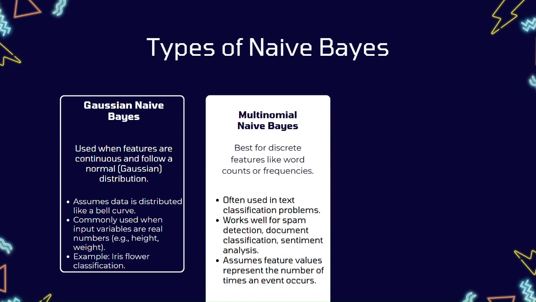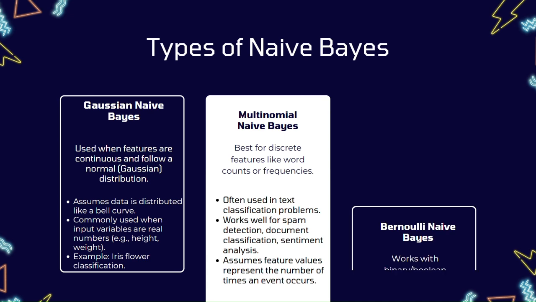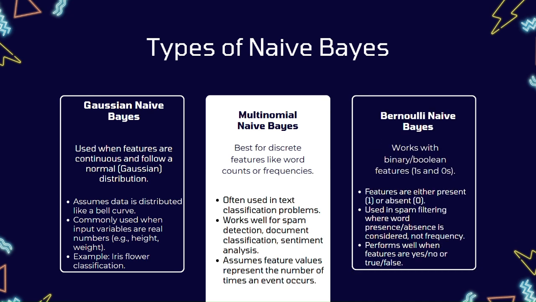Next comes multinomial Naive Bayes. It is used for discrete counts like how often a word appears. In spam filtering, we count how many times a word appears, like offer or win. That's where multinomial Naive Bayes comes in. It is used in text classification and document categorization. This is the go-to algorithm.